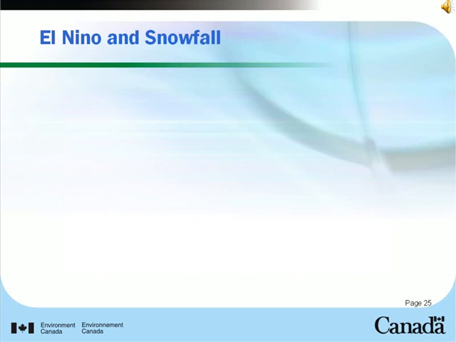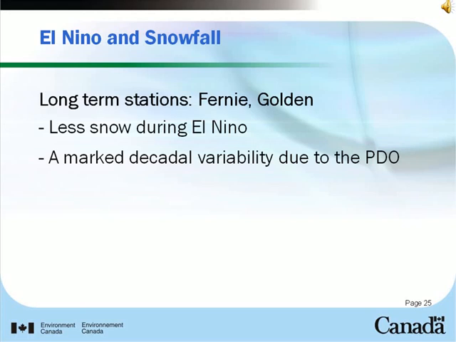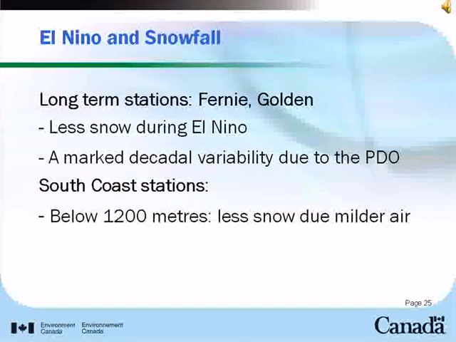So, in summary, here's what we know about El Nino, the PDO, and snowfall in the mountains and the interior valleys of southern BC. From the records at our long-term climate stations such as Fernie and Golden, there is less snow during El Nino. There is also a marked decadal variability in snowfall that is linked to the phase of the PDO. On the south coast, at lower elevations, say below 1,200 meters, there is less snow during El Nino, and a greater percentage of the total precipitation falls as rain.